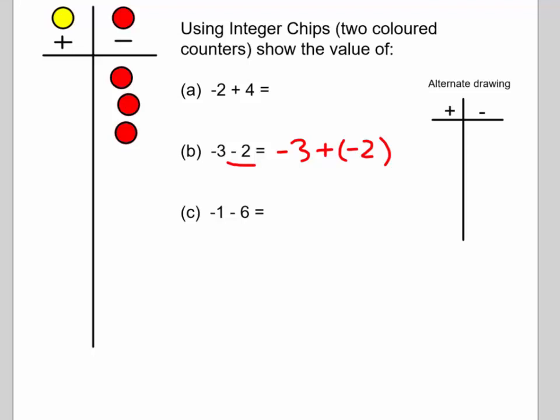If you do it the way it's written originally, negative 3 minus 2, then you need some 0 pairs before you can take away those 2 positives. And when you take away those 2 positives, you're left with negative 5. If you think of the second version, negative 3 chips plus 2 more negative chips, that still gets me to negative 5 as my answer. Okay? Now the last one, I'll let you try that.